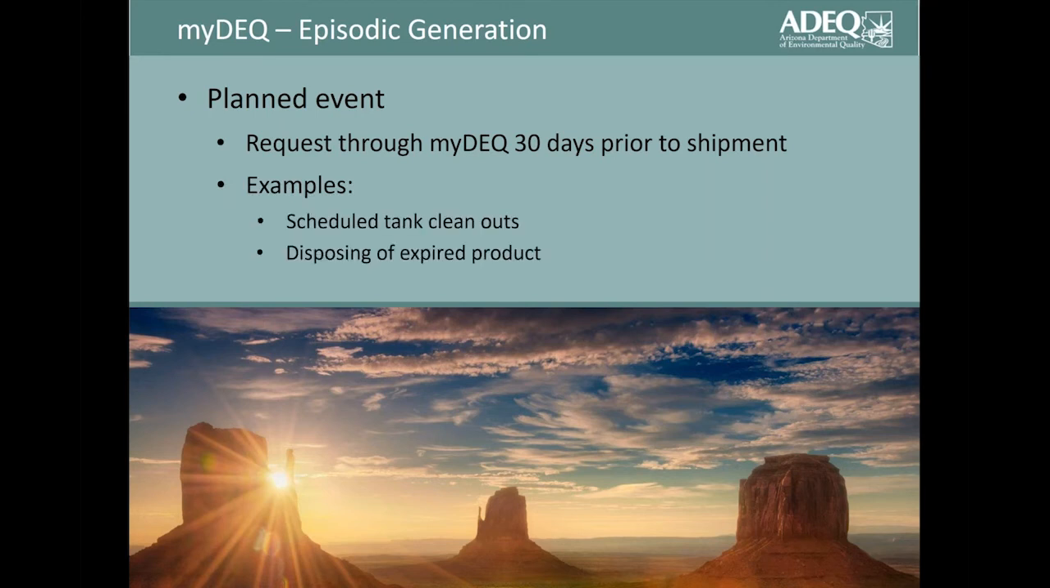So planned events can cover just about any situation, but a couple of good examples would be scheduled tank cleanouts, which are maintenance things that happen on a regular basis, or disposing of expired product, which the site can't use any longer.